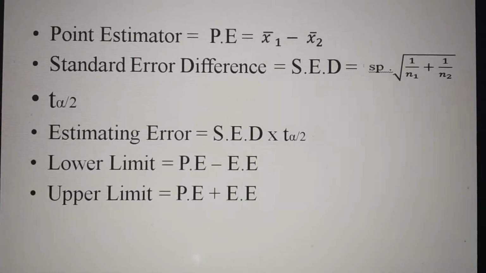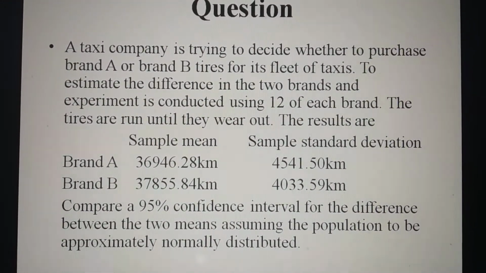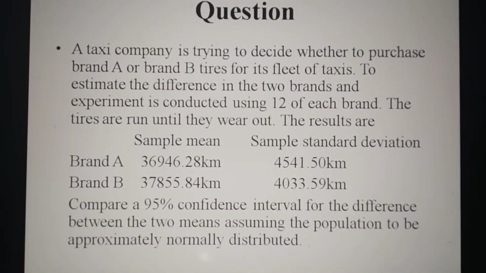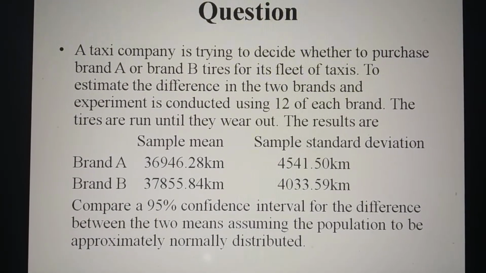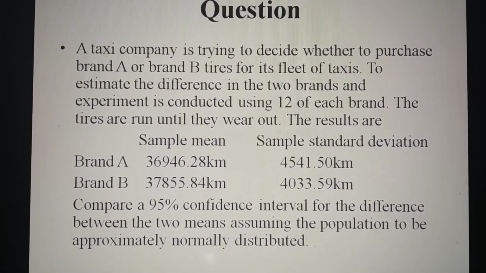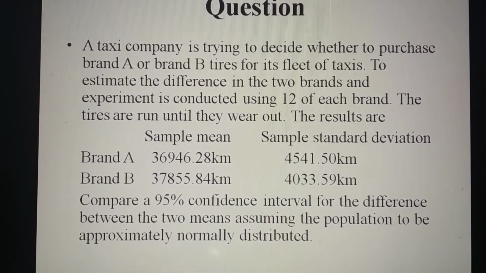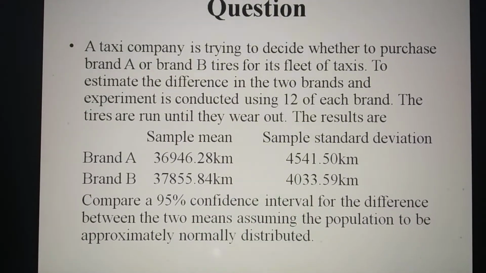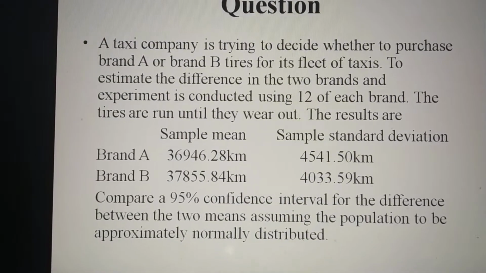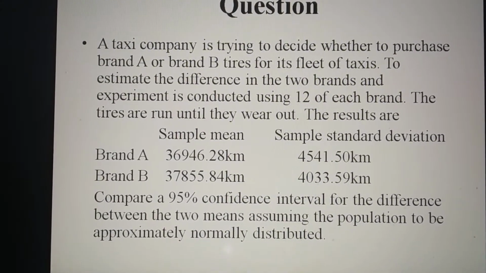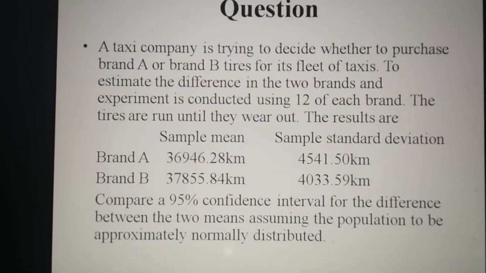Now let's have a look at the question. A taxi company is trying to decide whether to purchase brand A or brand B tires for its fleet of taxis. To estimate the difference in the two brands, an experiment is conducted using 12 of each brand. The tires are run until they wear out. The results are as follows. We have been given a sample mean and sample standard deviation for both brands. Compute a 95% confidence interval for the difference between the two means, assuming the populations to be normally distributed.